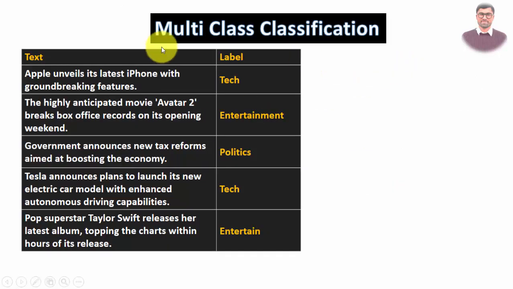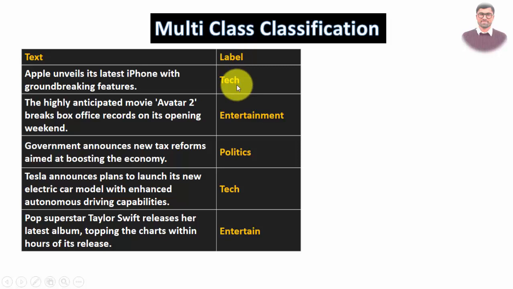Now let's talk about multi-class classification. Normally in an NLP project you will get tabular data. In the first column you will have text, a lot of sentences. In the second column, which could have any name but I have called label, you will have classes.